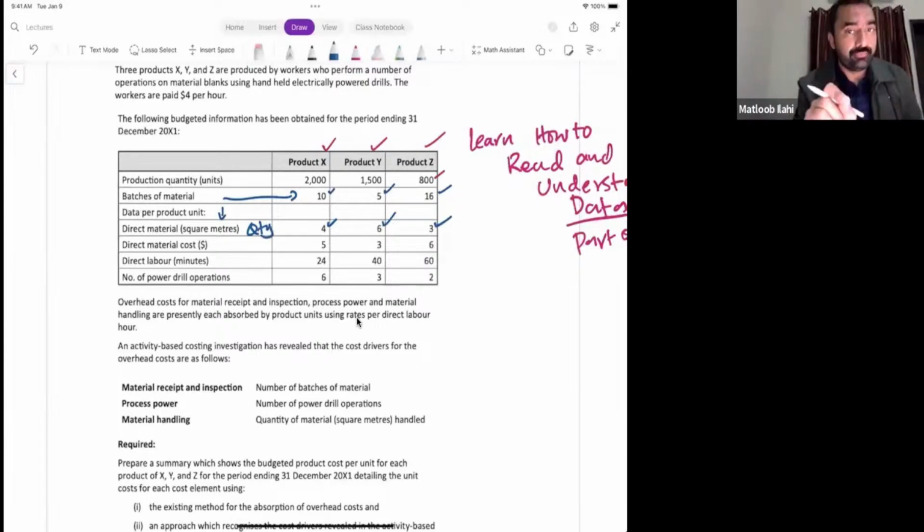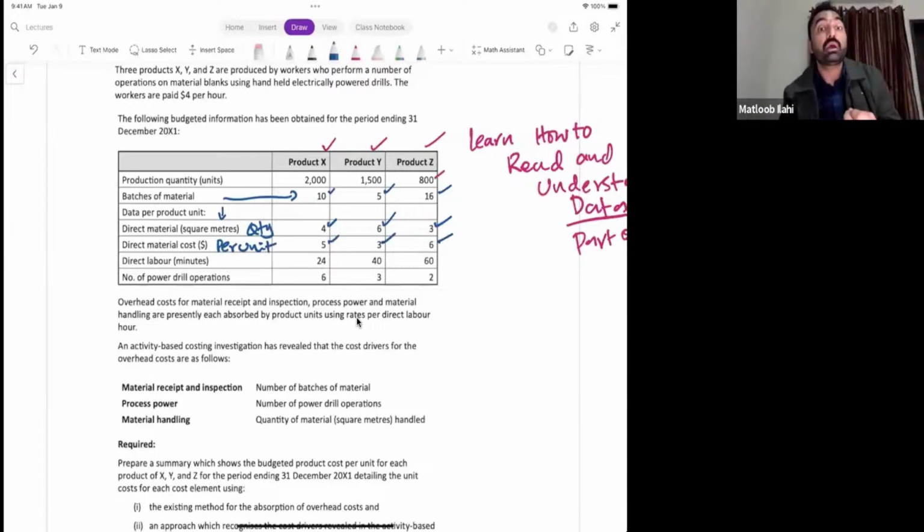Direct material cost in dollar. First, you are told direct material square meters quantity. Now you are told direct material cost in dollar. And keep in mind, this is per unit. Okay. Some students, if they don't pay attention, might make mistakes. So please note that this is per unit. Direct material cost per unit: this is $5, this is $3, this is $6.